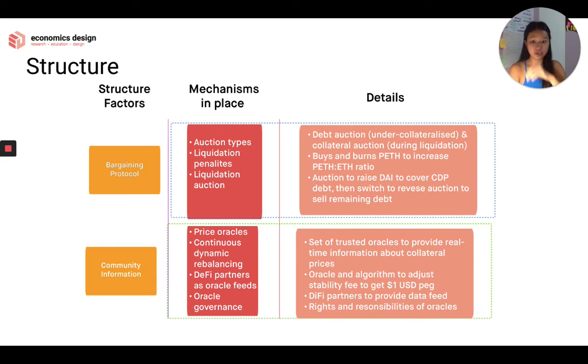It also looked at continuous dynamic rebalancing. So you use oracles and different mathematical algorithms to adjust the stability fee. And we look at the different DeFi partners as oracle feeds. So, for example, they have dYdX, they have Compound as oracle feeds, and you have oracle governance. Because we talk about governance, we also talk about oracles, and what are the set of rules that oracles can play by, so the rights and responsibilities that oracles have.